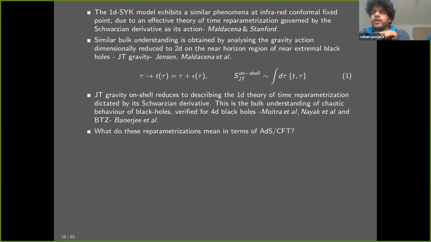So what do these reparametrization modes talked about in this setting mean in terms of AdS/CFT? If you have 1D reparametrizations in JT gravity, what does it mean in the context of AdS/CFT, or generally? Because if these reparametrization modes give the Schwarzian and the chaos in the near horizon region, then they obviously do exist in the higher dimensional picture where you came from before dimensional reduction. So what do they mean there? What does it mean in terms of AdS/CFT?